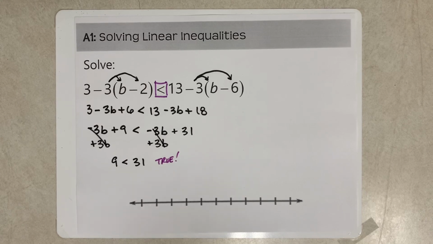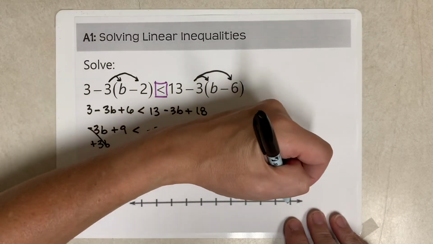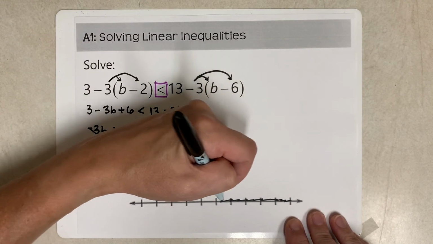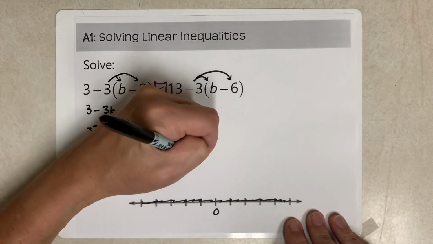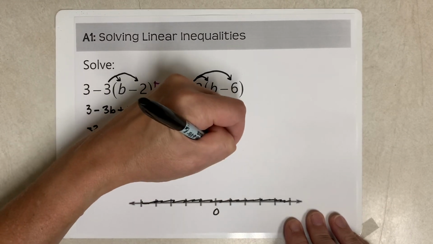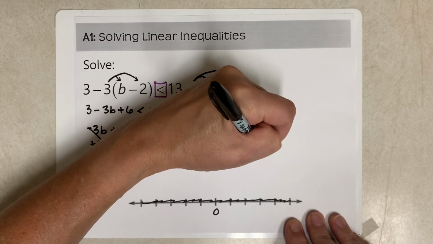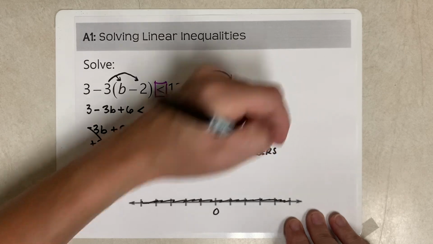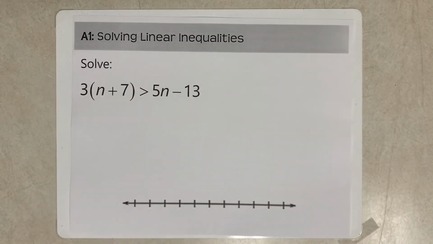So if that's true, we saw already what to do when it happens. That's all real numbers. And so the entire number line gets shaded. 0 right in the middle. It's all real numbers will work. Just like for an equation. Except equations, yeah, well, I guess so. All real numbers. Okay, last example.